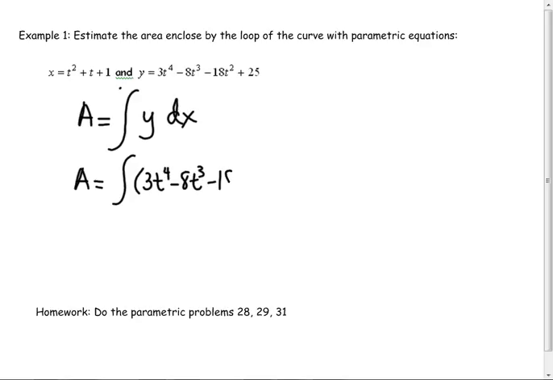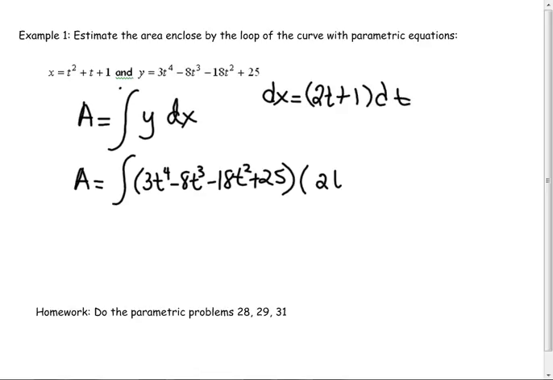Looks nasty. 18t squared plus 25 times, then I need dx. What's dx? 2t plus 1 dt. Yeah, you'd have to multiply it out. Or we can just use a graphing calculator. You can multiply it out if you want. Then it's just the power rule. So where do you integrate it from? This type is most likely the calculator type.